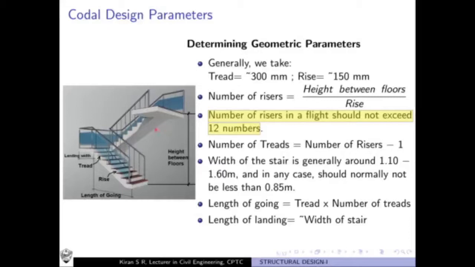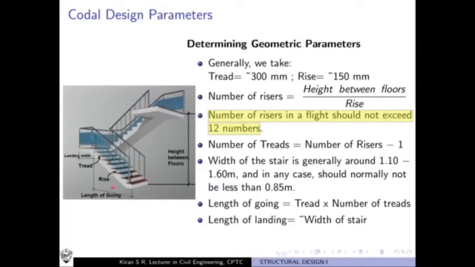And if you have found out the number of risers in a single flight, then you can find the number of treads in a single flight. That is exactly given with the help of this equation, number of treads in a flight. In this equation, for a single flight, the number of treads is equal to number of risers minus 1. So if you know the number of risers for a single flight, you subtract 1 from it to obtain the number of treads.